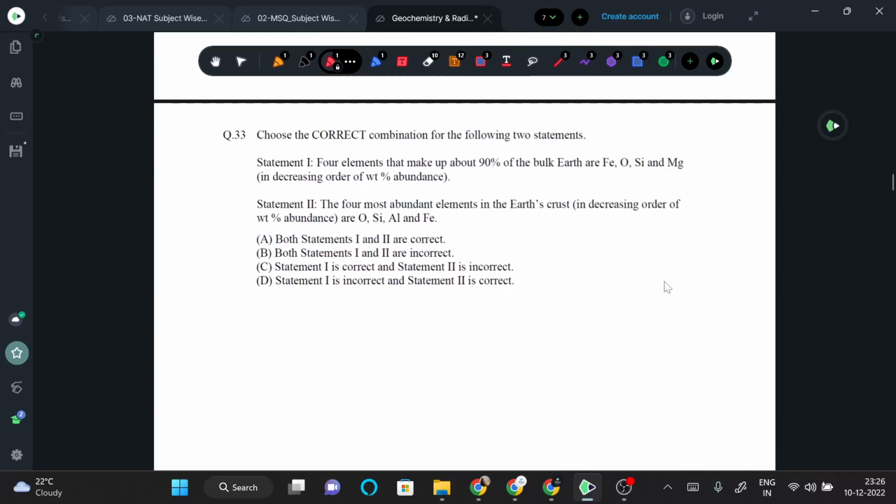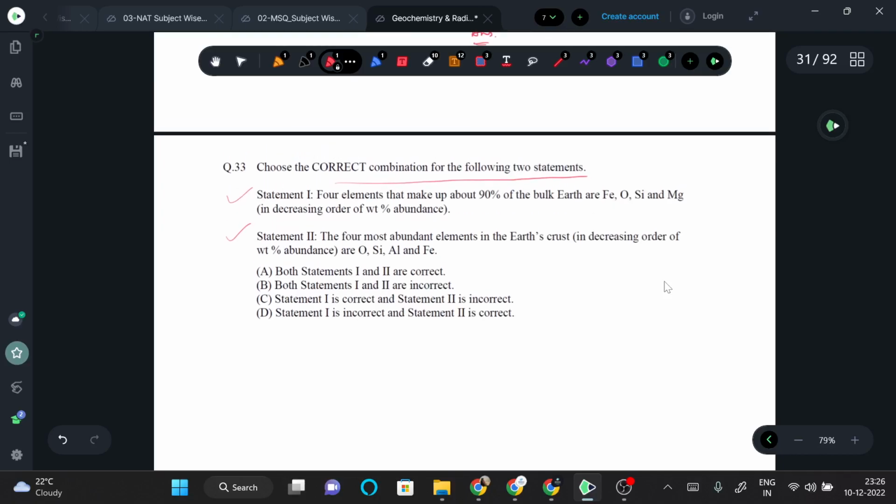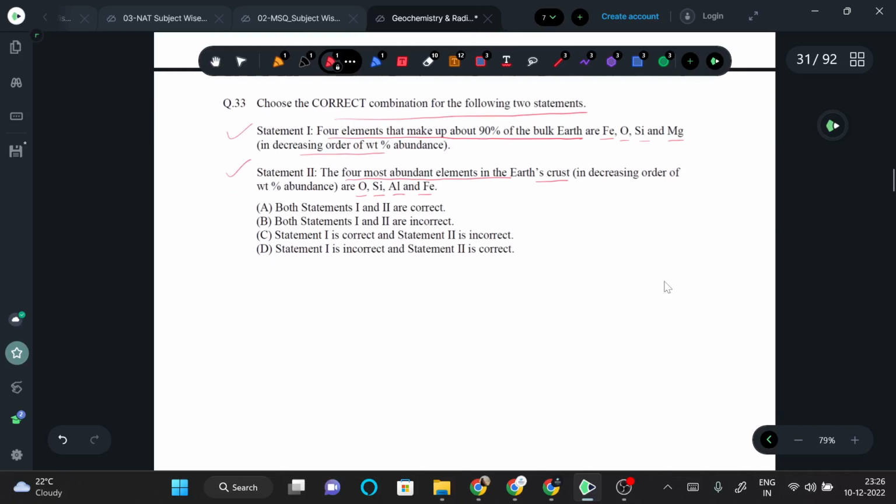So, okay, moving on to the next question. Choose the correct combination for the following two statements. Statement 1 is: 4 elements that make up about 90% of the bulk Earth are Fe, O, Si, Mg in decreasing order. Statement 2 is: 4 most abundant elements in the Earth's crust in decreasing order are O, Si, Al, Fe. Now tell me the answer. What would be the answer?